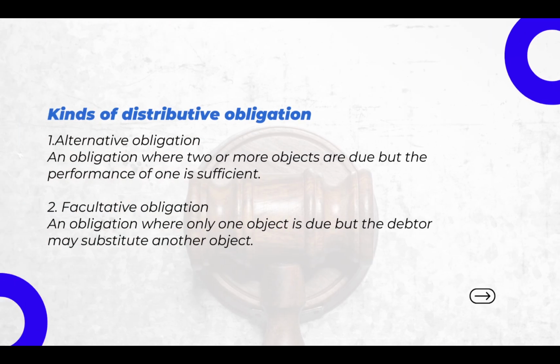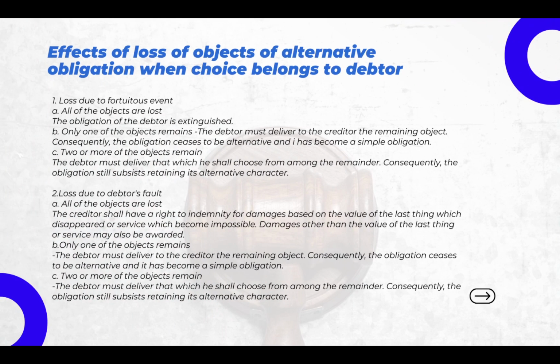What are the different kinds of distributive obligation? Alternative obligation, two or more objects are due, but the performance of one is sufficient. Facultative, an obligation where only one object is due, but the debtor may substitute another object. Okay, dito sa alternative, maraming kang pagpipilian kung ano yung pwede mong gawin. Sa facultative, isa lang, pero pag hindi mo nagawa, pwede kang mag-substitute. Yan ang ibig sabihin ng facultative.